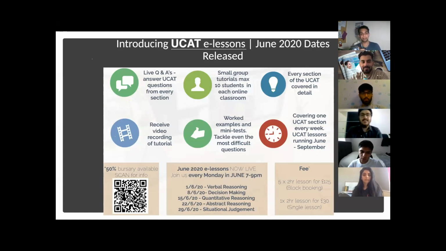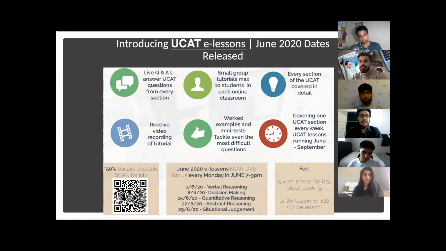So as Raza mentioned, we have these UCAT e-lessons. Just touching upon what Nafi and Bilal and Rohan touched upon, we're trying to develop things which are really useful and valuable for you. Because we've been through the process before, we know the types of things that are really valuable when it comes to revision. So the first part of our service is these e-lessons, which are live, and our first one is tomorrow.